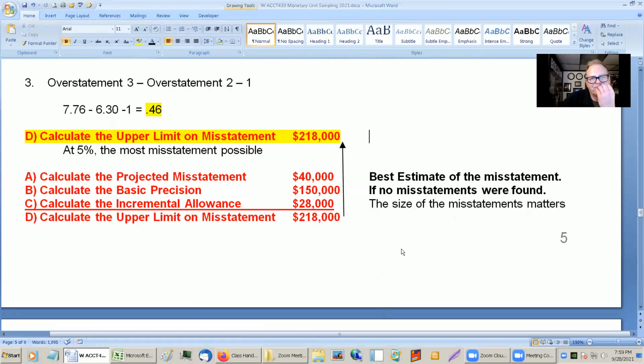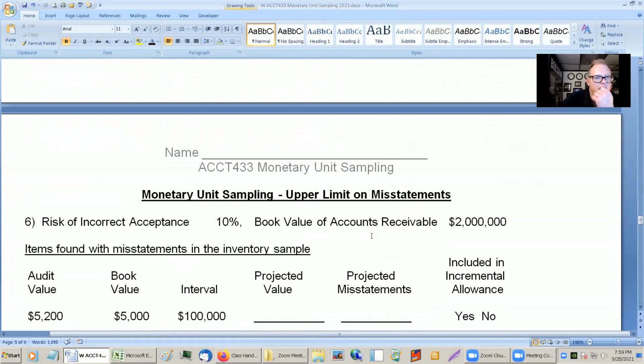Question on that? And again, this has appeared on the CPA exam several times. Very similar type problem to this.